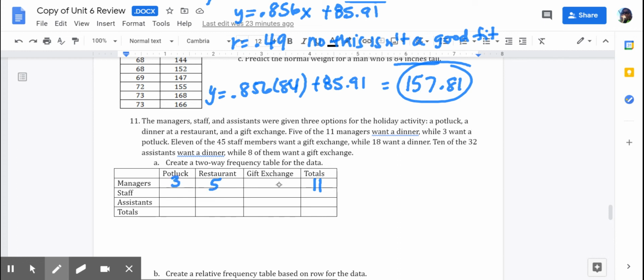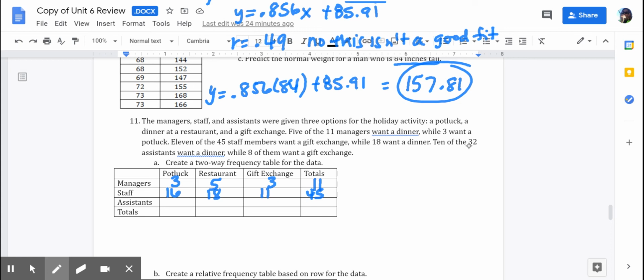Now I'm still able to find how many want the gift exchange here, because 5 plus 3 is 8, and 11 minus 8 is 3. Next sentence, 11 of 45 staff members want a gift exchange. Well, I know there's 45 total staff members, and then 11 of them want to do a gift exchange. 18 want to do a dinner. So at this point, I can add 18 plus 11 to get 29. And say 45 minus 29 to get 16 staff members that would like to have a potluck.